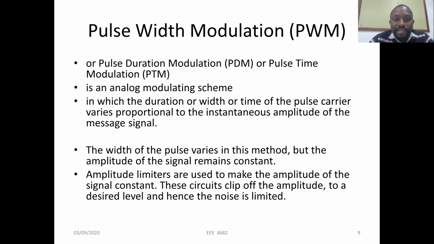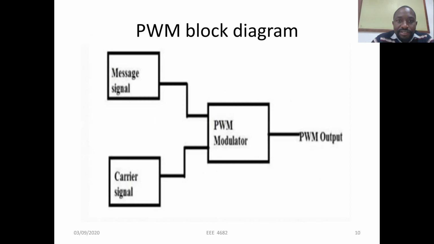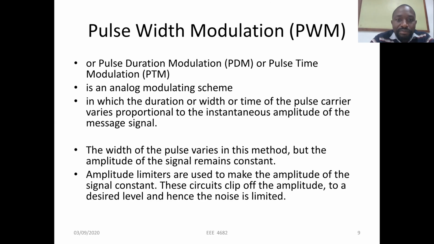And to maintain the amplitude at a constant level, normally we use what are known as amplitude limiters or clipper and limiter circuits, which we studied in electronics. This circuit clips off the amplitude to a desired level, and hence the noise is limited. And it is because of this ability to maintain a constant amplitude, as you will see later, that this is actually one major advantage of pulse width modulation.